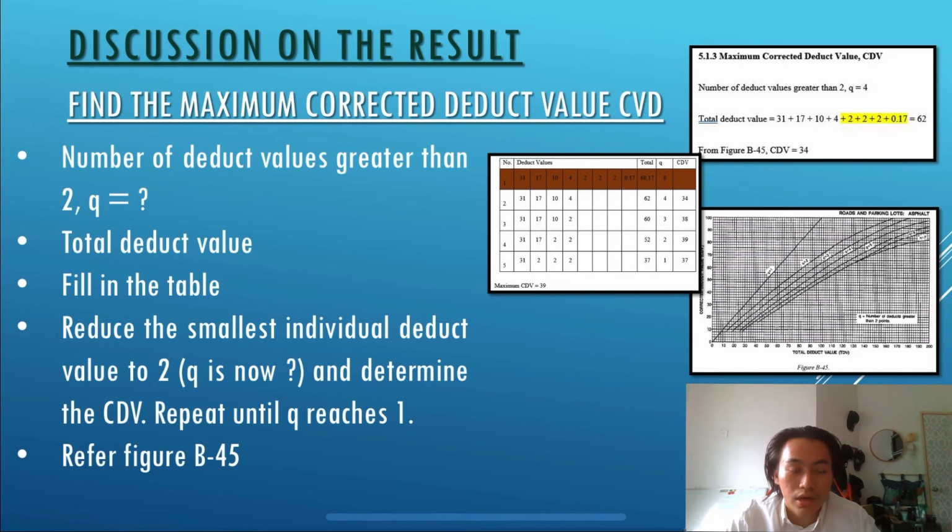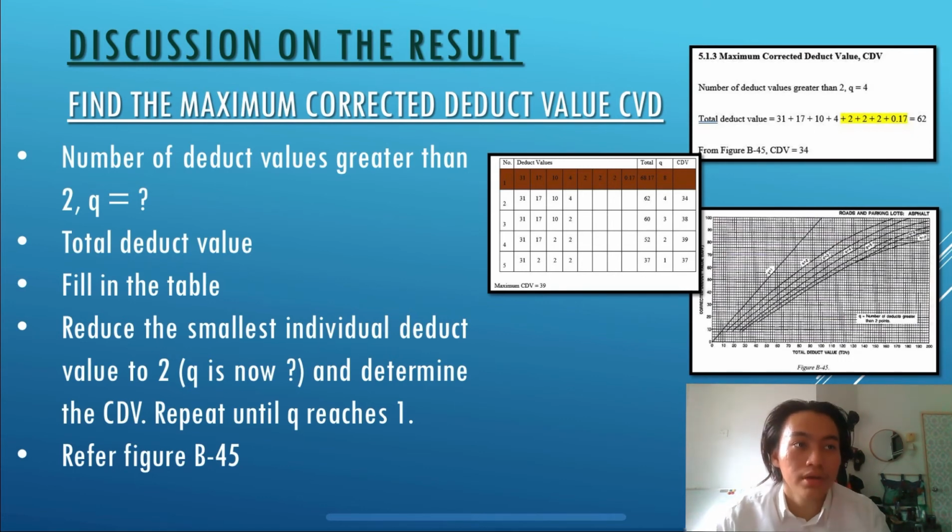Okay, next, we should find the maximum corrected deduct value, that is CDV. We should know how many deduct values are greater than 2. Then we put it as Q, and we calculate the total of deduct values and fill in the table. We fill in the deduct values in the table, and then we reduce the smaller individual deduct value to 2 and determine the CDV. Repeat until Q reaches 1.